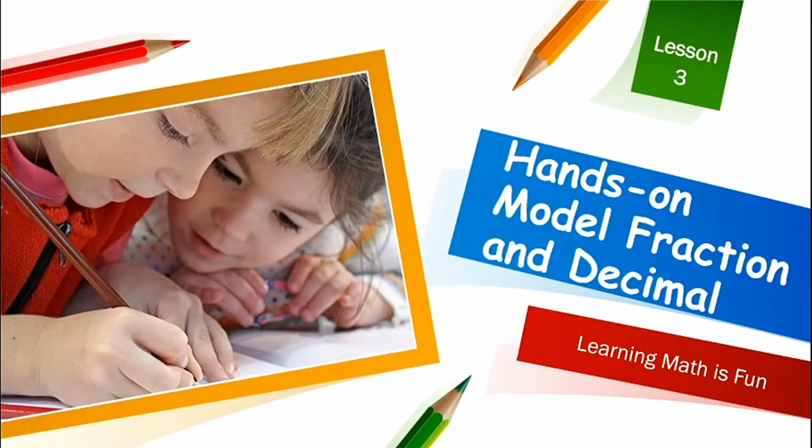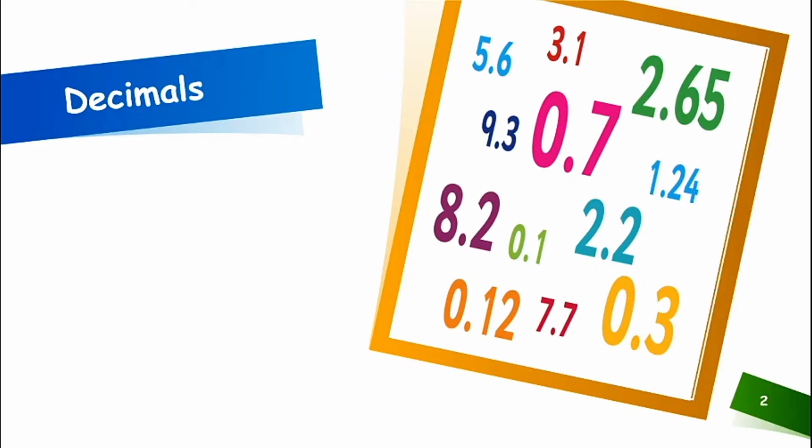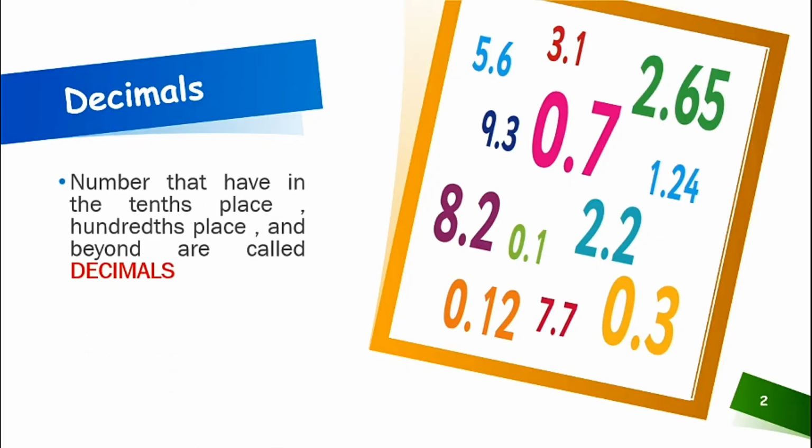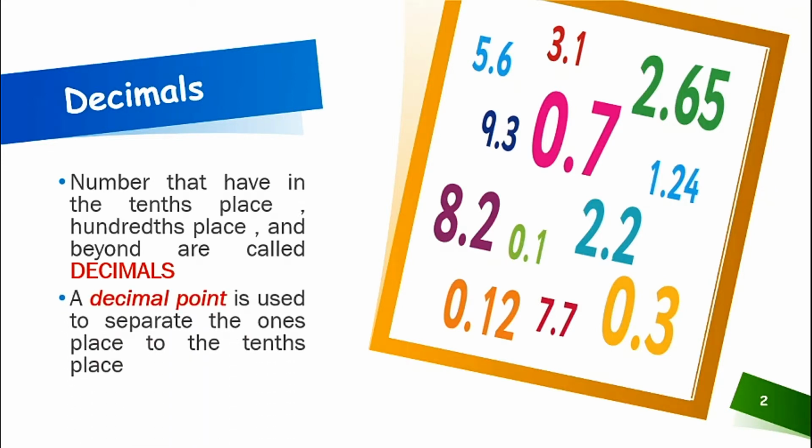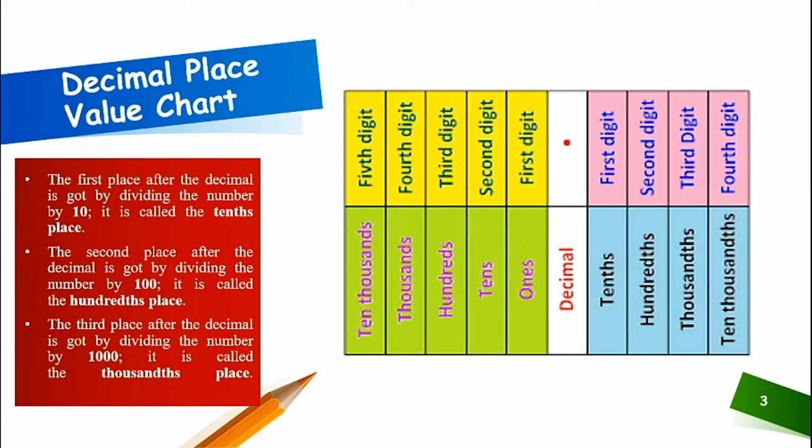And for today's video, we will be discussing fraction and decimal using models. Let's start. Decimals. Numbers that have a tens place, hundreds place, and beyond are called decimals. A decimal point is used to separate the ones place from the tenths place. On your right side, you will see varied examples of decimals. Now, let me show you the decimal place value chart.